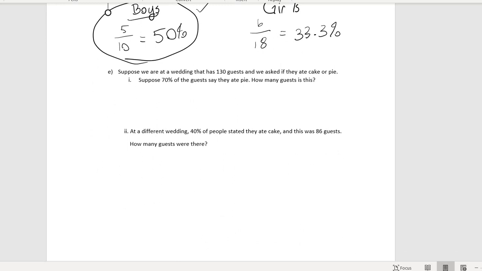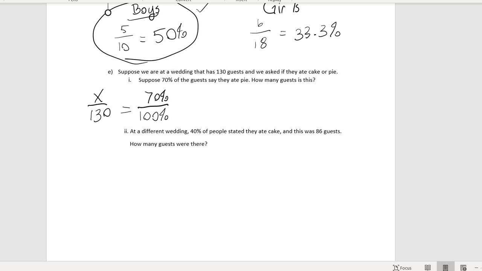Now for this next one, suppose we are at a wedding and it has 130 guests and we ask them if they ate pie or cake. Whenever I set these up, I always say that I had 130 guests total, which would be equal to 100%. Now, suppose 70% of the guests say that they ate pie. So out of 100%, we had 70% who said that they ate pie. How many guests is this? So out of 130, x would be how many guests this is.